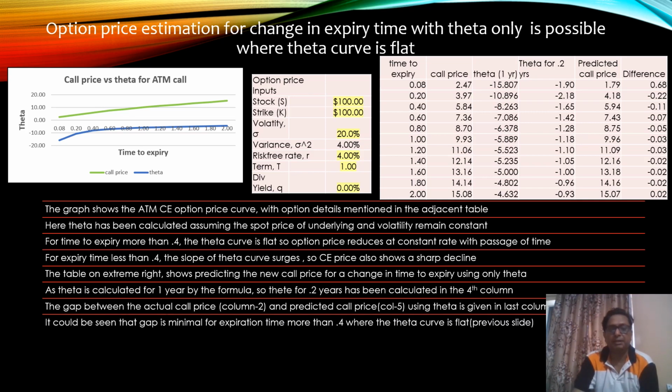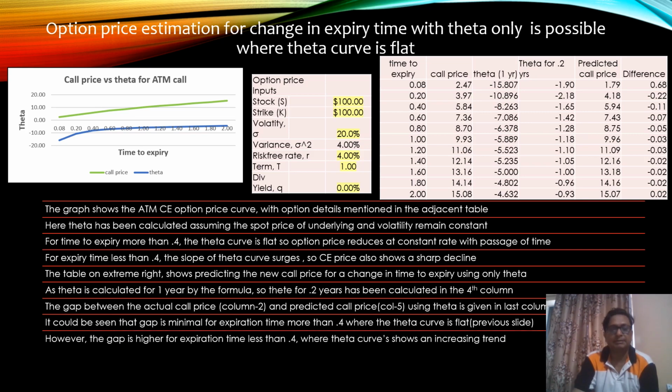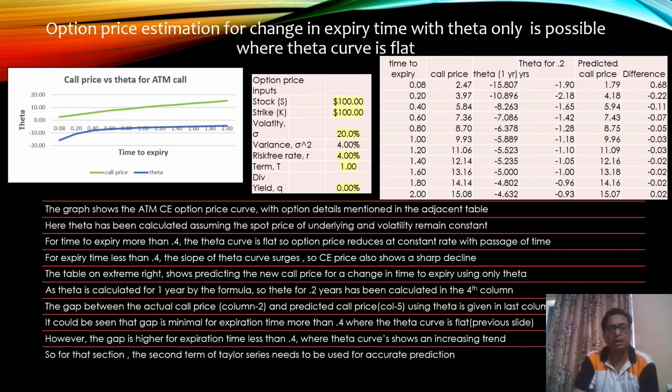It could be seen that the gap is minimal for expiration time more than 0.4 where the theta curve is flat, as shown in the previous slide. However, the gap is higher for expiration time less than 0.4 where the theta curve shows an increasing trend. So for that section, the second term of the Taylor series needs to be used for accurate prediction.